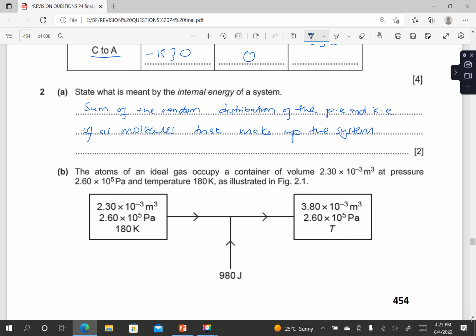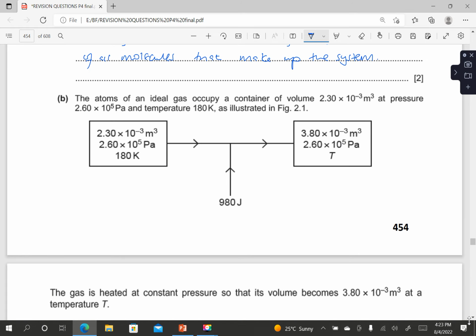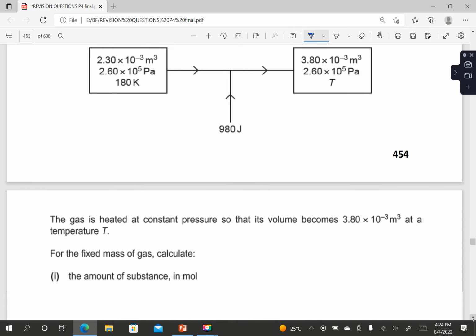Part B. The atoms of an ideal gas occupy a container of volume 2.3 times 10 exponent negative 3 at pressure of 2.6 times 10 exponent 5 and temperature 180 as illustrated. The illustration is there. For the gas, the gas is heated at a constant pressure. That means if pressure is constant, then volume is directly proportional to temperature. So the volume becomes that at a temperature T.